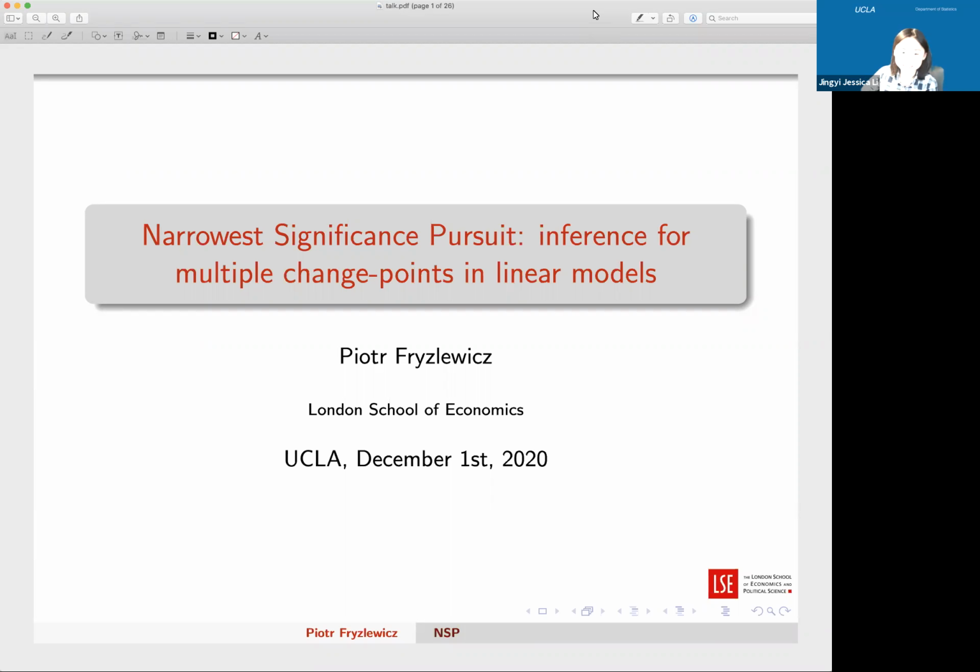The paper he's going to discuss today is kind of special. It's a milestone in his career because it's his 50th journal length paper. So let's welcome Dr. Fryzlewicz to talk about narrowest significance pursuit: inference on multiple change points in linear models.